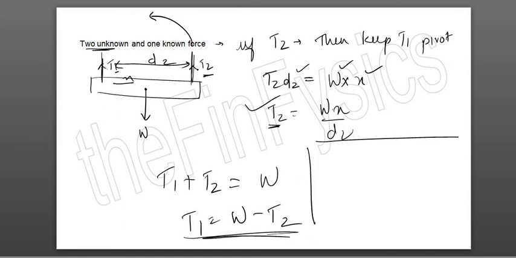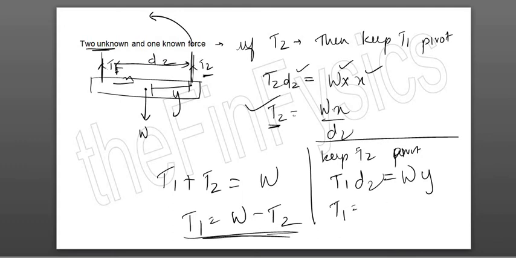Okay, or they might tell you to find T1 first. Then if they're telling you to find T1, keep T2 as the pivot. Then you find T1. The logic remains the same. T1 into D2, this distance will be equal to the moment because of W. Now this distance you have to consider. Okay, suppose Y. So Wy. Then you can easily find T1. That's Wy upon D2. After you have found out T1, they will tell you to find T2 using the same logic. So the method remains the same.